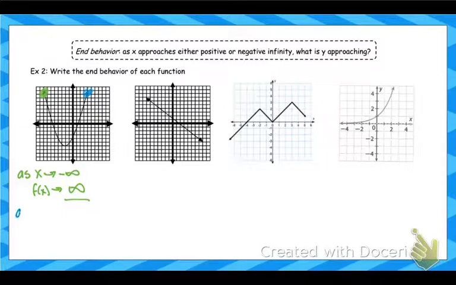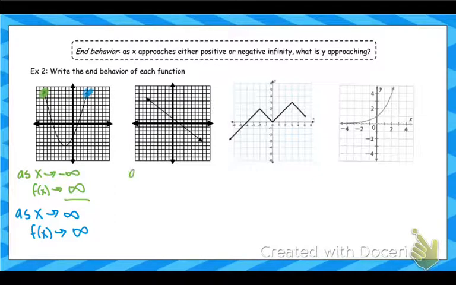Now we're going to write a similar statement for the right side. As x approaches positive infinity, we're going to say what f of x approaches. As my x's get bigger and bigger, my y's are also going up. So my y's are approaching positive infinity. I have both of these statements because there are two sides to this graph.